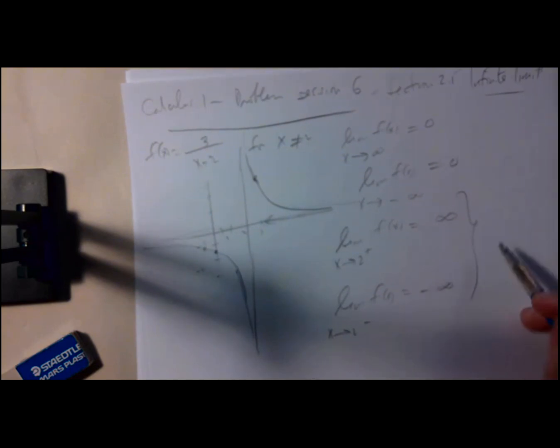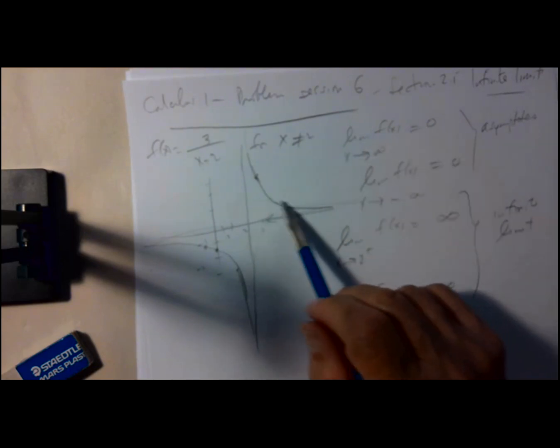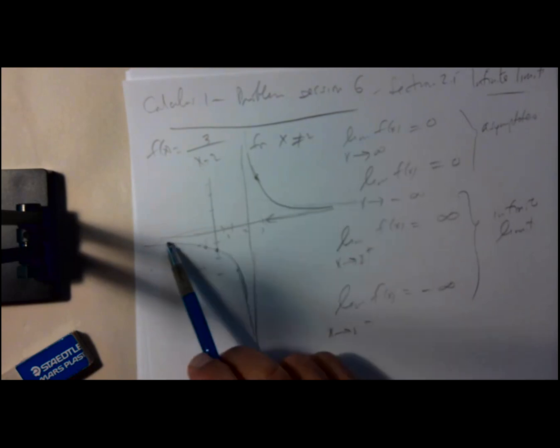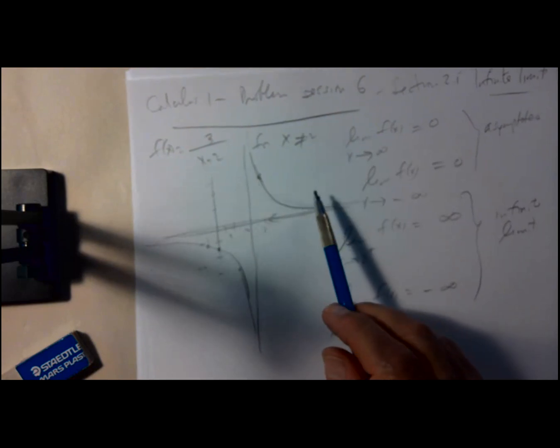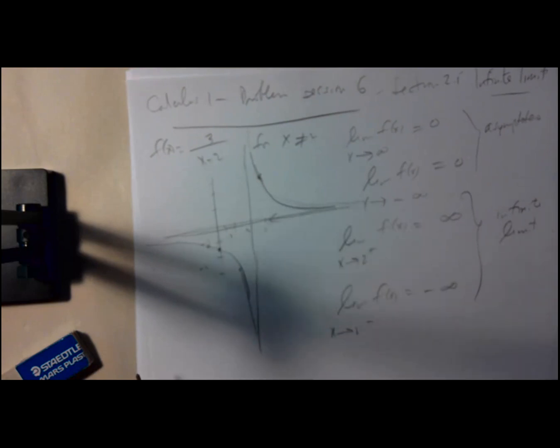So these are what we would call infinite limits. It's a limit from the right or the left or both, which is plus or minus infinity. These are what are called asymptotes. As x goes to plus or minus infinity, the function has a limit. In both cases, it's 0. So as you're approaching plus or minus infinity, the graph of the function is, as we say, asymptotically approaching the x-axis, the line y equals 0. So these are very nice examples.